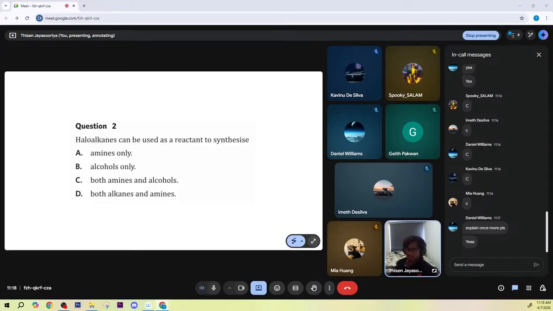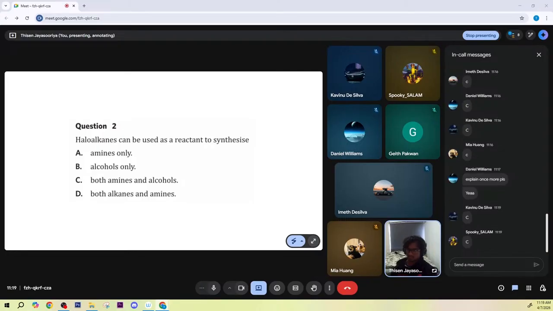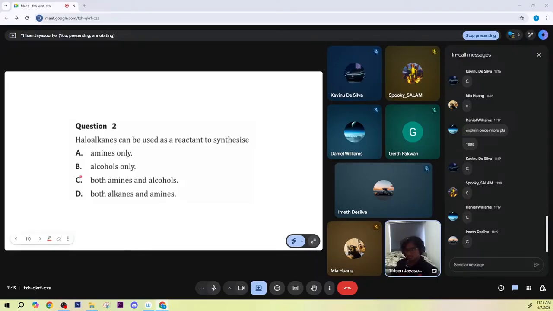What do you guys think? Put your answers in the chat. What do you think? A, B, C, or D? Don't be afraid. Okay. C's. Does everyone agree with that? Does everyone think it's answer option C? So it is C, yeah.